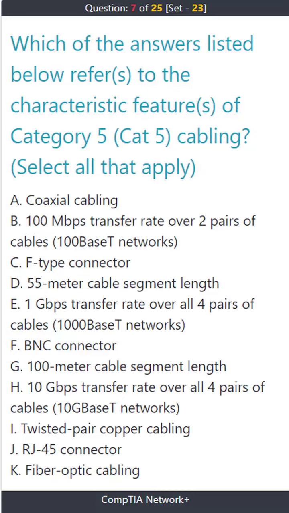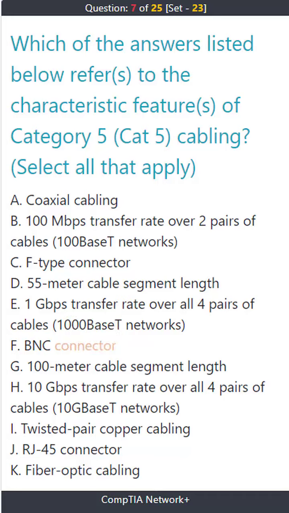Question 7. Which of the answers listed below refer(s) to the characteristic feature(s) of Category 5, Cat5, cabling? Select all that apply. A. Coaxial cabling. B. 100 Mbps transfer rate over two pairs of cables, 100 base T networks. C. F-type connector. D. 55 meter cable segment length. E. 1 Gbps transfer rate over all four pairs of cables, 1000 base T networks.